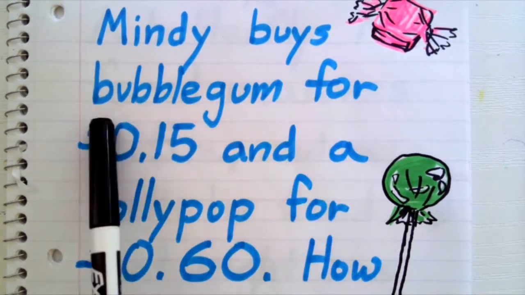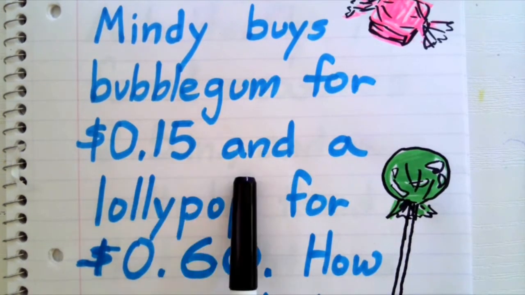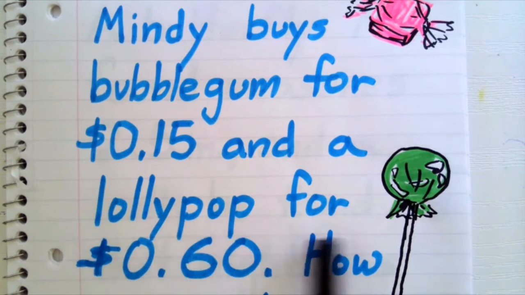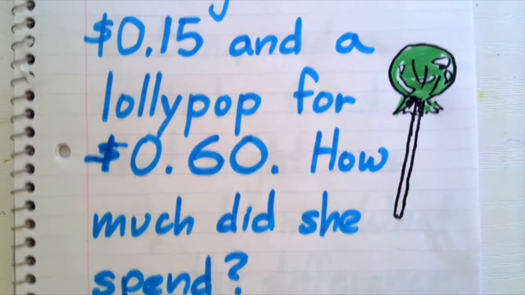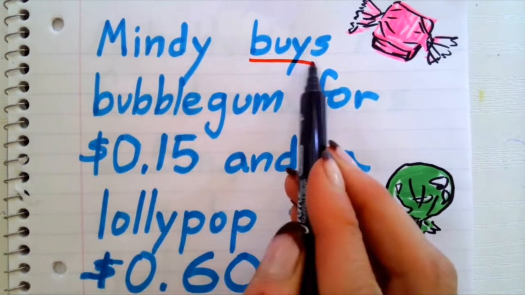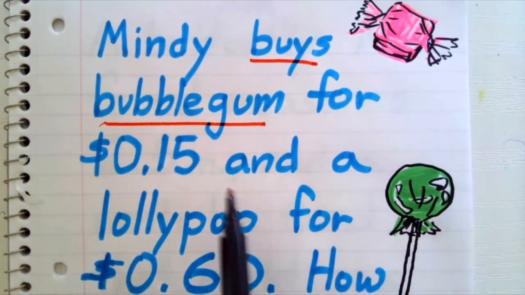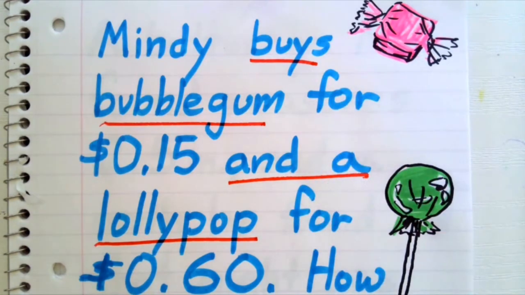Mindy buys bubble gum for 15 cents and a lollipop for 60 cents. How much did she spend? What is Mindy doing in this problem? She's buying bubble gum and a lollipop. So she's buying two things in this problem.